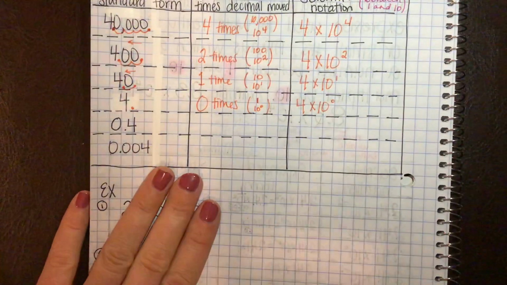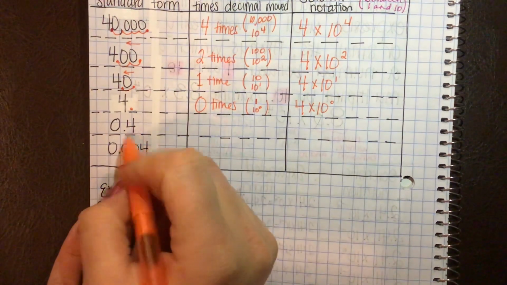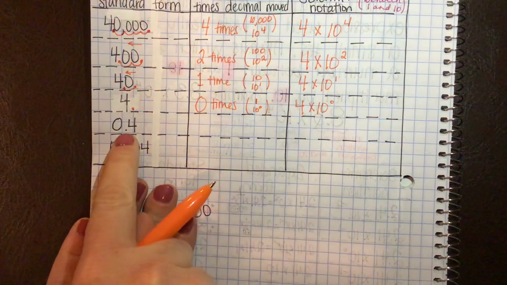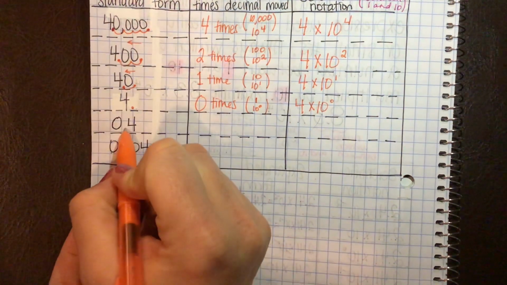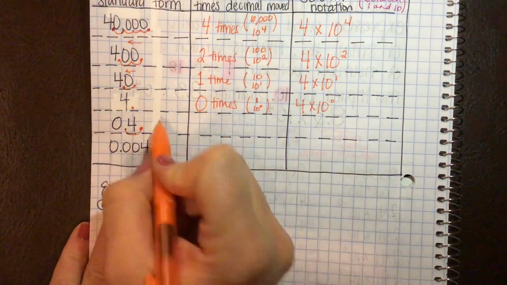Okay, now this is where it starts becoming the decimals, and so it's a little bit harder to think about. Currently the decimal's here. That's 0.04. Notice 0.04 is smaller than 1, so we need to move the decimal 1 this direction.